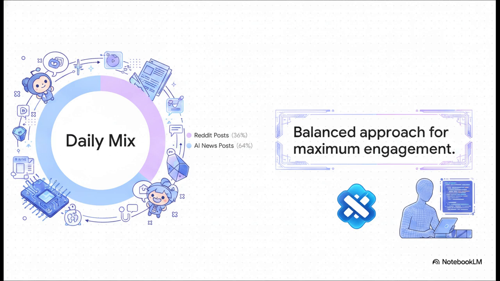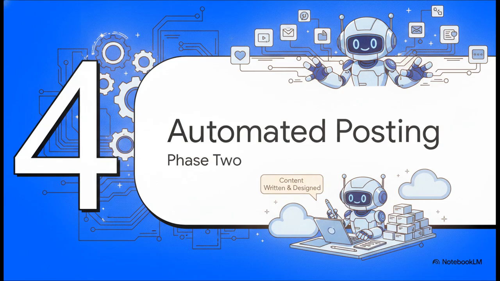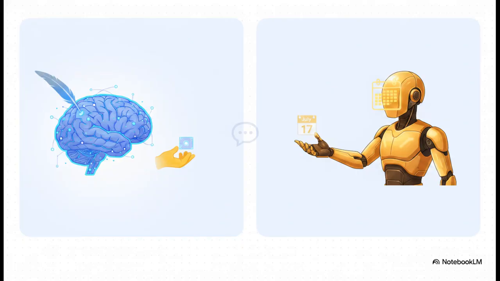And remember, all of this heavy lifting is done while the content is just sitting there waiting for you in Slack. Onto Section 4, Phase 2, automated posting. So once the content is written, designed, and sitting nicely in your Slack channel, our first virtual employee's job is done. Now the second virtual employee, let's call it the social media manager, takes over. Let's compare the handoff between these two distinct scripts.